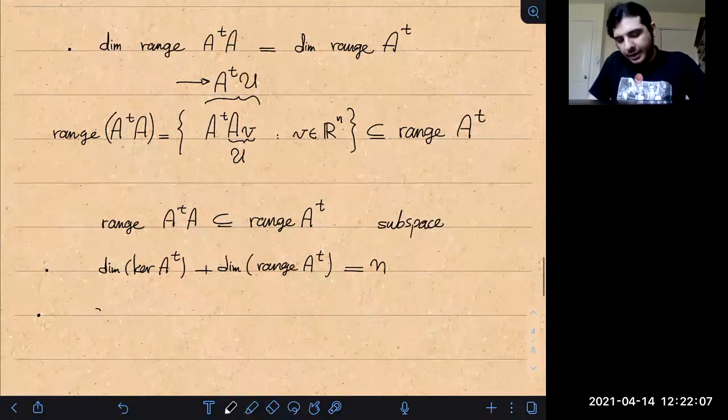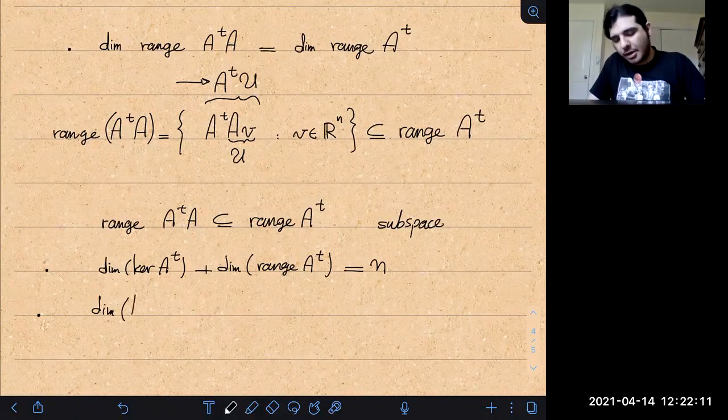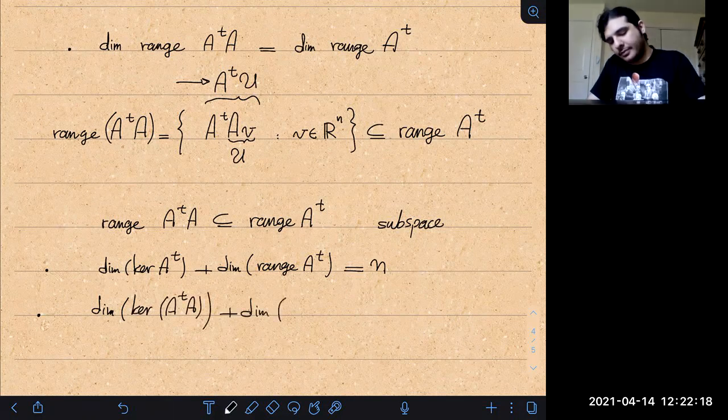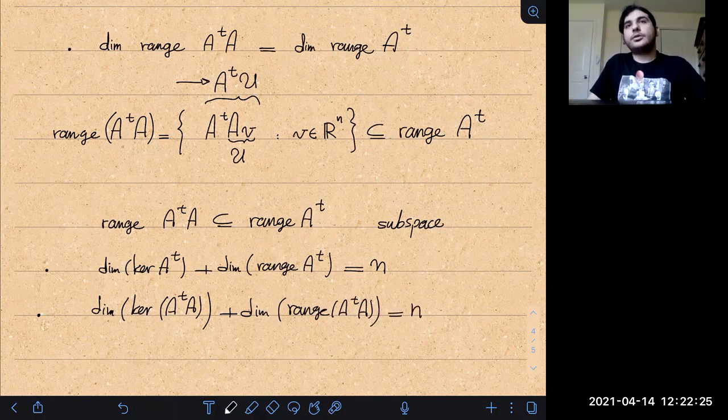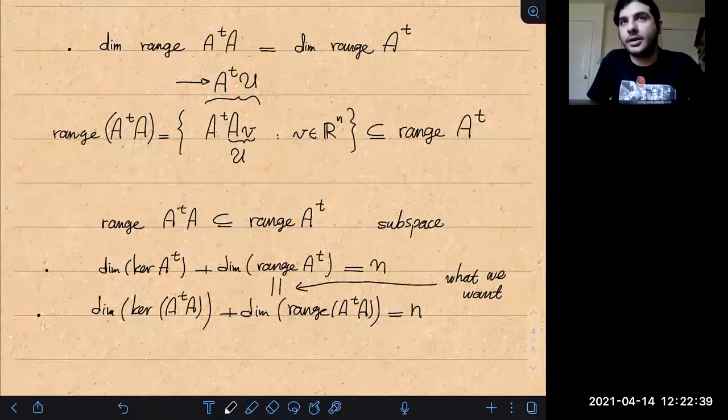So I can think about A transpose A itself as a linear map. So I can write down the same equation for A transpose A. What I want to do is I want to show these two quantities are equal. What we want. Right? We want to show these two quantities are equal.